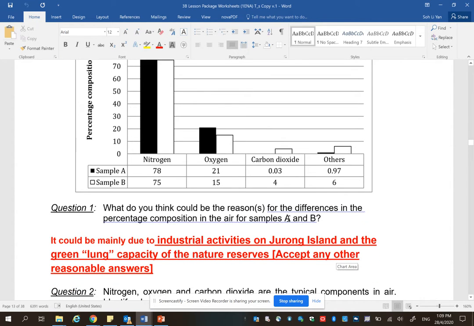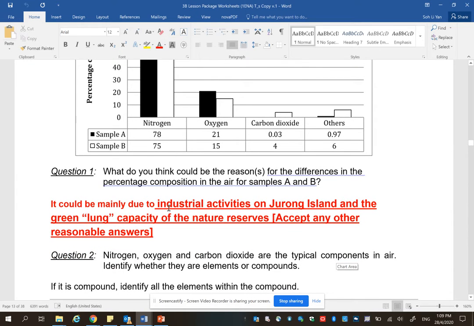So what do you think is the reason for the difference in the percentage composition? It's mainly due to the industry. You can talk about factory activities on Jurong Island, and the nature reserve has a green lung capacity. So you can talk about the nature reserve having more forests, more trees, that are able to absorb the carbon dioxide gas and give out more oxygen. So this accounts for the differences in the two samples of air from different parts of Singapore.